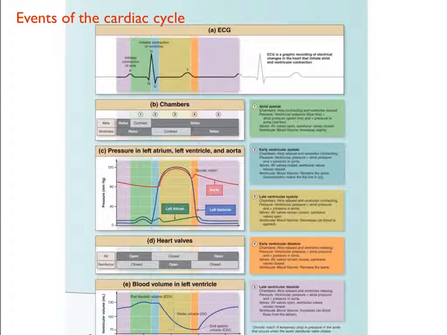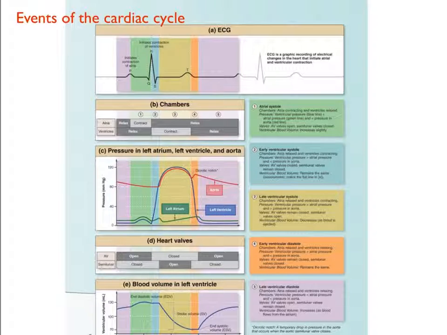As this blood is filling the atria, it is going to passively be leaking into the ventricles through the AV valves. AV valves are the atrioventricular valves that separate the atria from ventricles. Okay, so the blood is leaking from the atria into the ventricles as it's filling the atria.